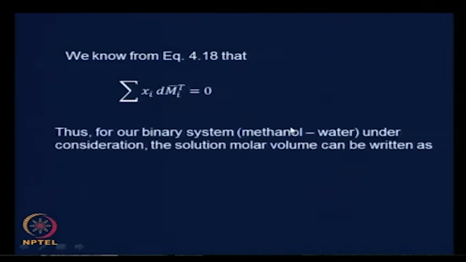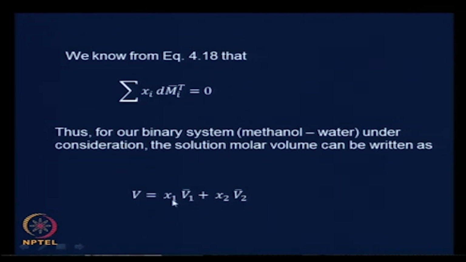Now let us look at the solution itself. We know from equation 4.18, which is just given to you, that sum over xi dMi hash equals 0. This was given as the hint, and therefore for our binary system, in this case the methanol and water system, the solution molar volume can be written by expanding this. The molar volume of the solution is nothing but x1 V1 hash plus x2 V2 hash. I have just dropped the T's there for convenience, nothing else.